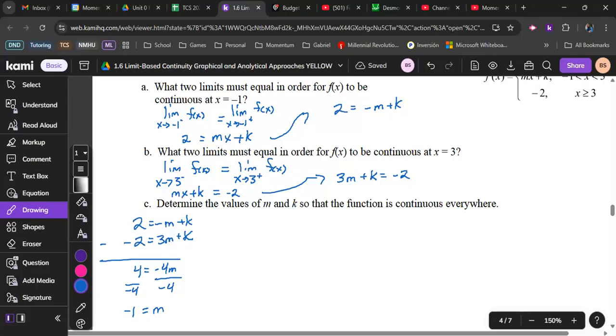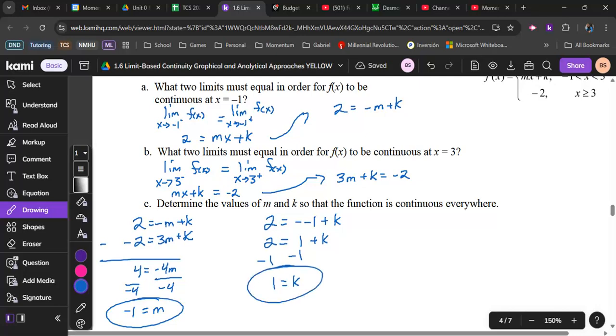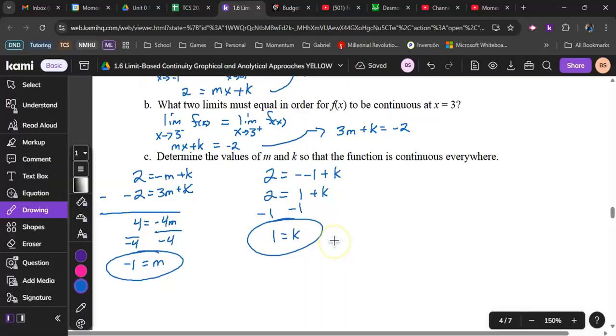Now that I have m, I can go and plug that into either of the other two equations and solve for k. So I think maybe the first one's easier. 2 equals negative 1 plus k. So 2 equals 1 plus k. I subtract the 1 to the other side. K is equal to 1. If I plugged into the other equation, would I get the same thing? Yes, right? We learned that previously, so I don't need to go over it again. And so we're done. Those are our two answers. If m is negative 1 and k is 1, it'll be continuous everywhere.